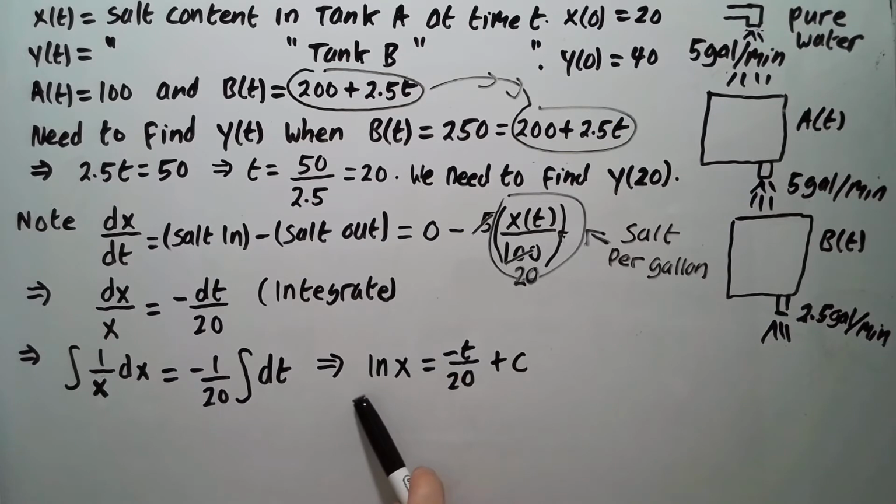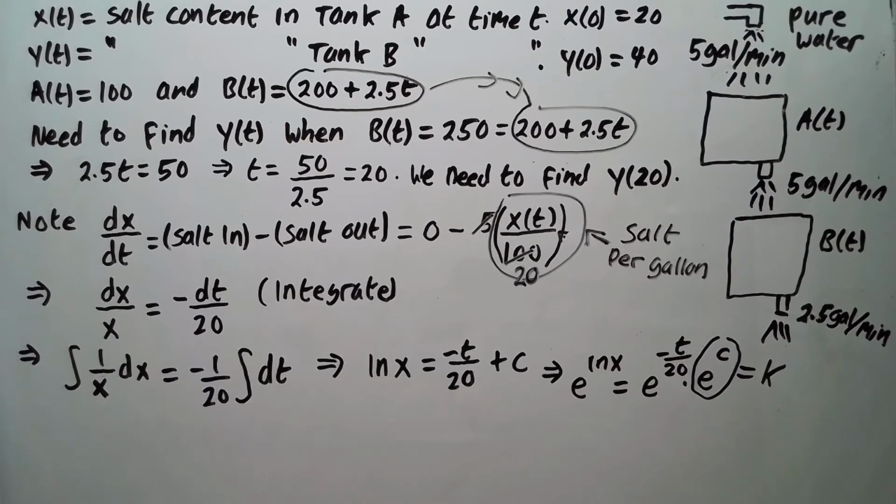Now let's exponentiate both sides with base e. So we get e to the ln of x equals e to the minus t over 20 times e to the c. I'm going to call e to the c k, and then this side becomes just x of t. So we'll have x of t equals k e to the minus t over 20.